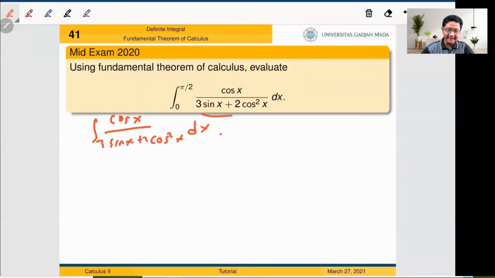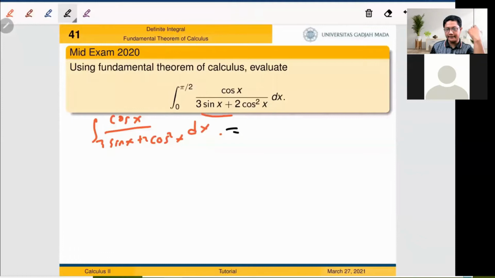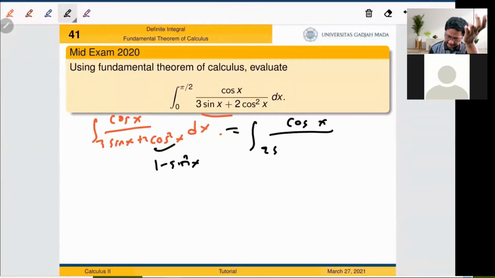Again, the easiest way is we convert everything into maybe sinus, because we know the derivative of sinus is cosinus. So we can cancel our cosinus on the denominator. Correct. So change here with 1 minus sinus square x. So I have integral of cosinus x over 3 sinus x plus 2 times 1 minus sinus square x dx.